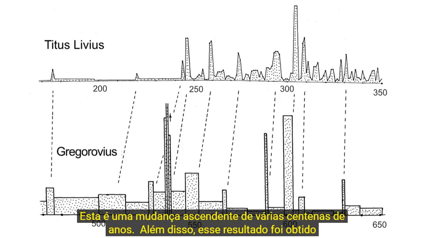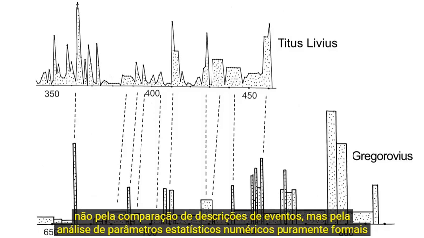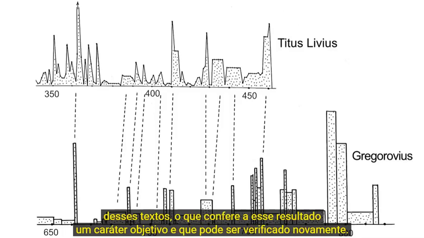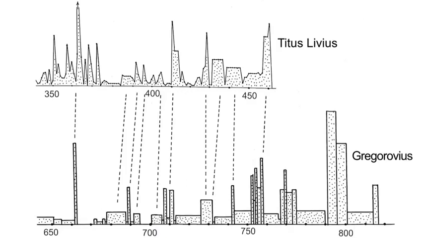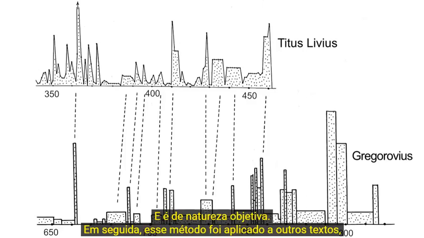Moreover, this result was obtained not by comparing descriptions of events but by analyzing purely formal numerical statistical parameters of these texts, which gives this result an objective character, and it can be rechecked. And it is objective in nature.